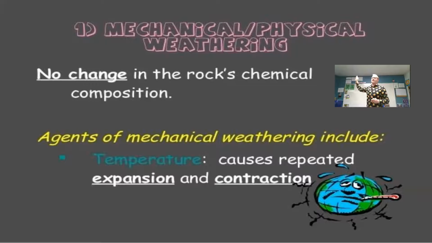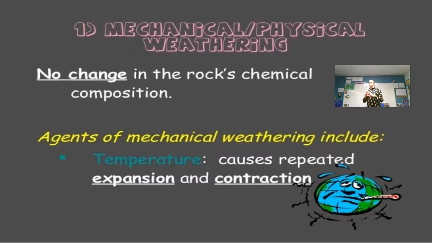Same goes for physical and chemical weathering. So physical change, there's no change in its chemical composition. There is no change in the chemical composition of the rock. So the rock is still, if it is a sedimentary rock, it's staying a sedimentary rock. If it's an igneous rock, it's staying as an igneous rock. It might be breaking up into two different igneous rocks, but overall, its chemical makeup is still the same. So agents of mechanical weathering include expansion and contraction.